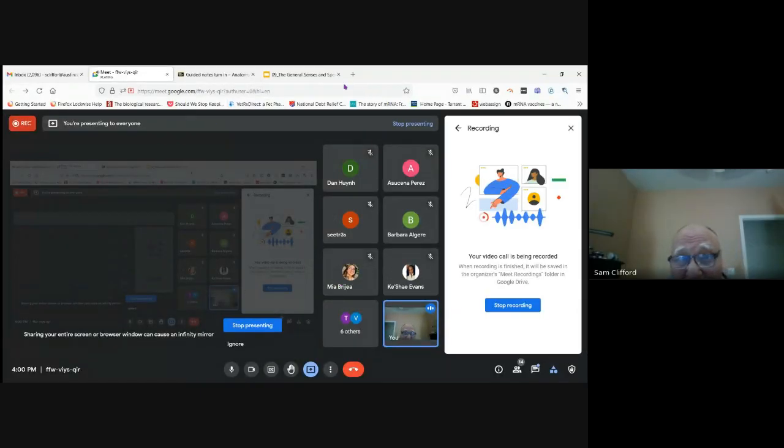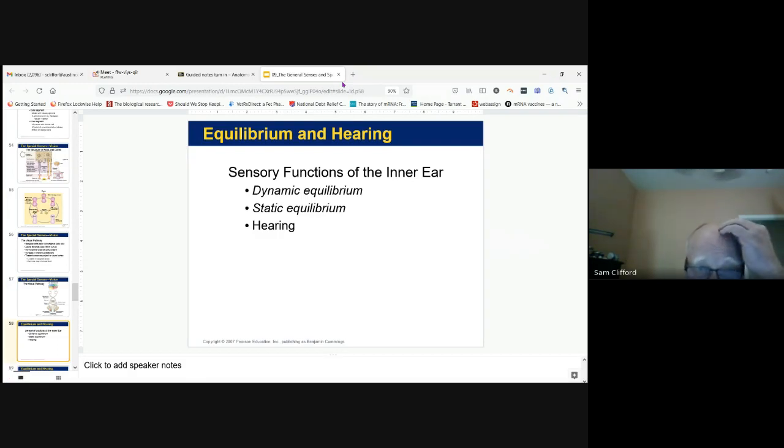Let's go back to equilibrium and hearing. So the inner ear obviously takes care of hearing, but also allows us to remain sitting in a chair or sitting in a car or walking in dynamic equilibrium. We're constantly aware of what position our head is in and the position of our body. So that's the functions of the ear.